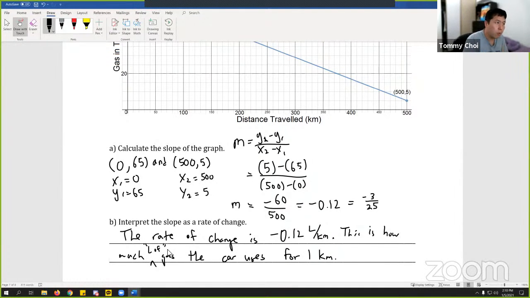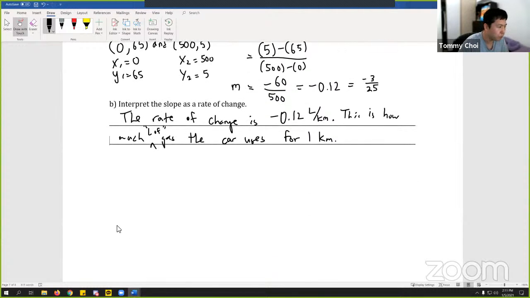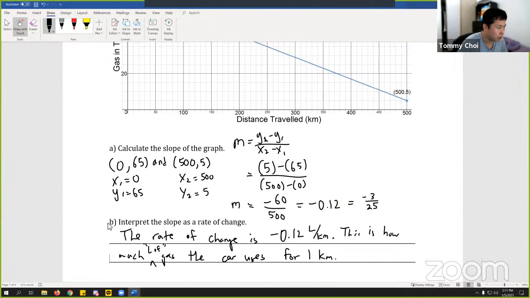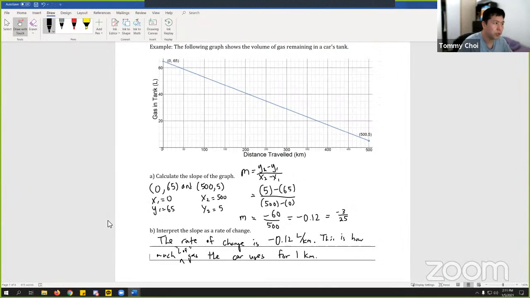And so this is what you want to get used to. Finding the slope is the same as you've done before in the previous questions, but can you interpret it in terms of rate of change? Can you create a sentence for me that explains what this means in terms of the question? Okay. Are there any questions for this one? I'll zoom out so you can see the whole thing. Are there any questions here? Any questions at all?